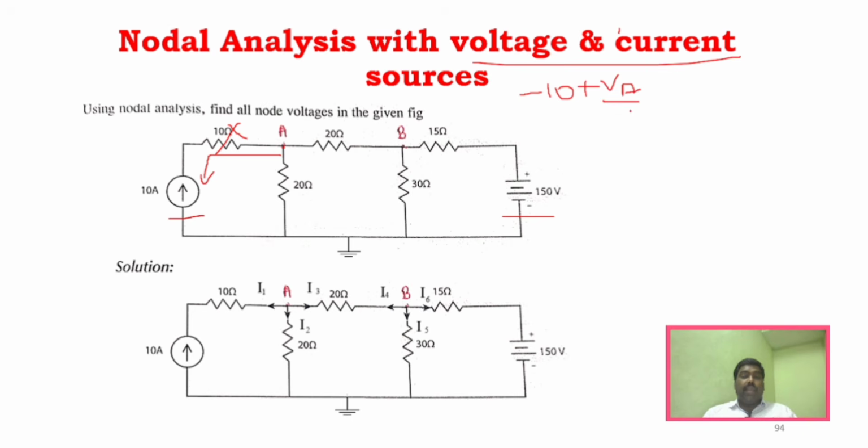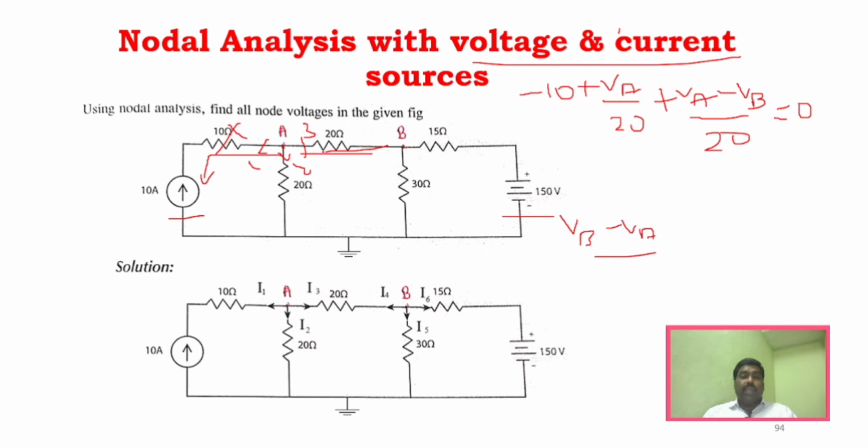And if you take this particular resistor, it will be VA divided by 20. And if you take this particular branch, you consider I1, I2 and I3. So this branch will be VA minus VB divided by 20, that is equal to 0. Similarly, for node B you will write the same kind of expression. It is VB minus VA divided by 20, and for this one, it is VB divided by 30.